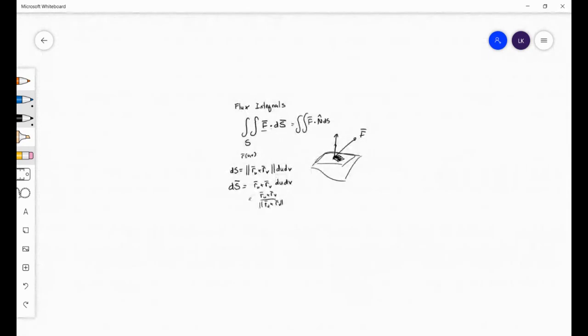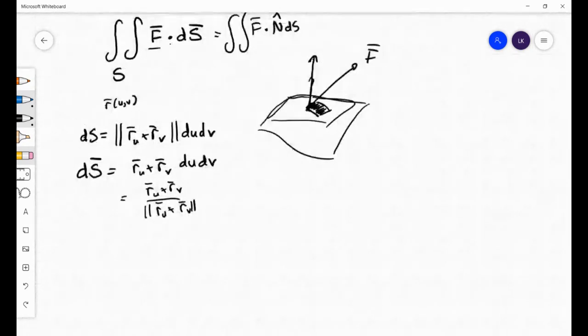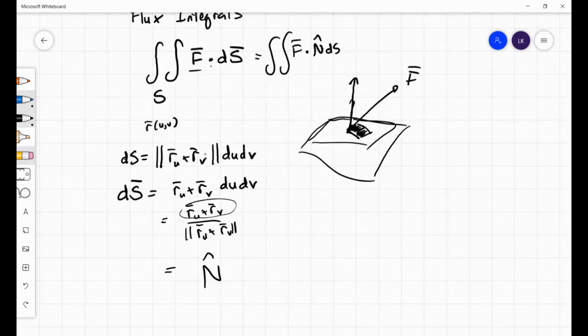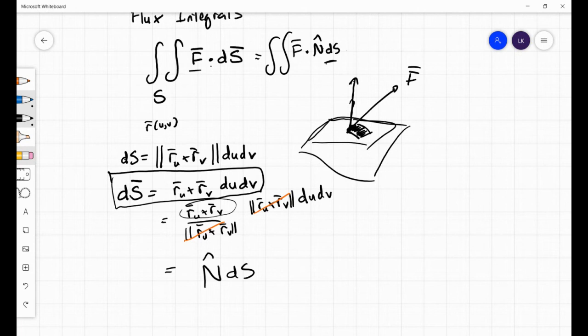As we saw before, this cross product is normal to the surface, and if you divide by its length, that gives you a unit normal to the surface. Then the differential surface element was the magnitude of the cross product times du dv. So the idea is that these cancel, and you're just left with this formula for dS, the differential vector surface area element.